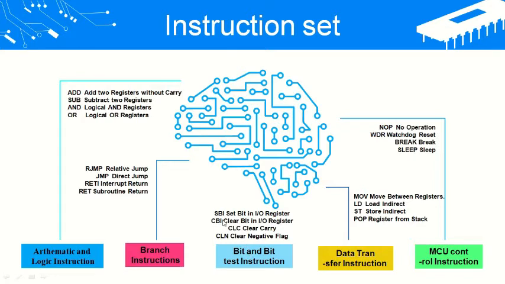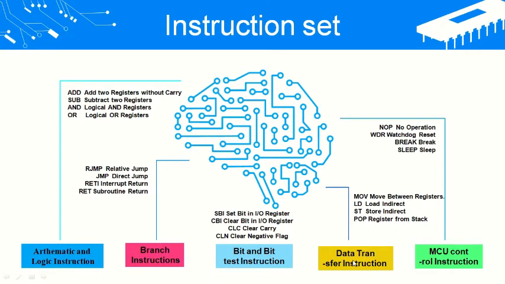For bit instructions, for setting an input output register bit, we have to use SBI. For clearing that input output register bit, I have to use CBI. For clearing carry, CLC. The carry is just something like this: if you are adding 110 and 110, then there will be a carry from the 0 1 and 1 is that carry. And if you want to clear that carry, then you have to use CLC. For clearing the negative flag, you have to use CLN.